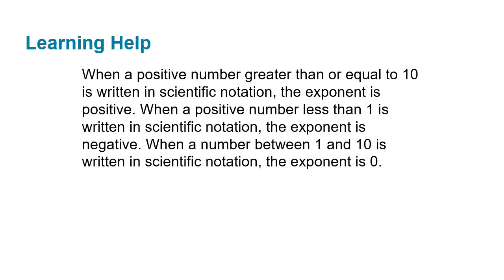Okay, when a positive number greater than or equal to 10 is written in scientific notation, the exponent is always going to be positive. And when we have a positive number that is less than 1, i.e. something that is already a decimal, then the exponent is always going to be a negative exponent. When we have a number between 1 and 10, the exponent is going to be 0 because if it's between 1 and 10, we don't have to have any powers.